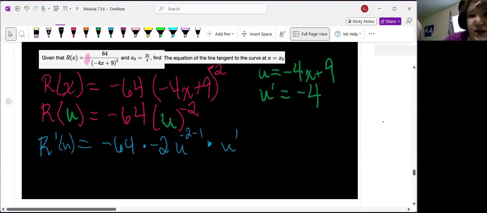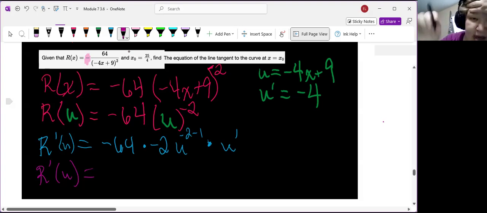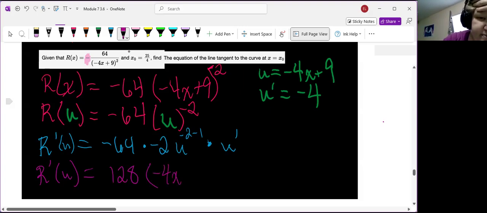Now, we're just going to fill in this stuff. So negative 64 times a negative 2 is a positive 128, because that's just a higher power of 2. Then our u, we go back, is negative 4x plus 9, but now raised to the negative third power, times u prime, which was negative 4.